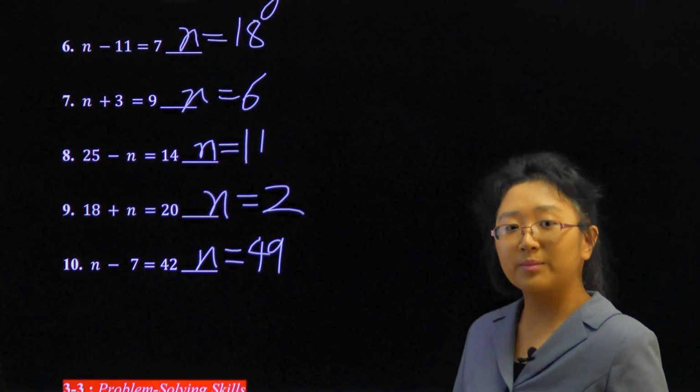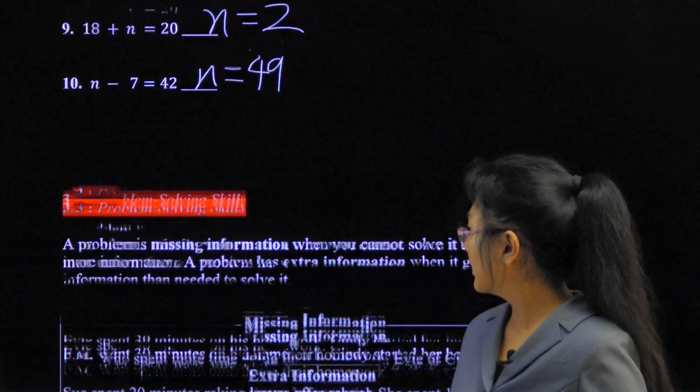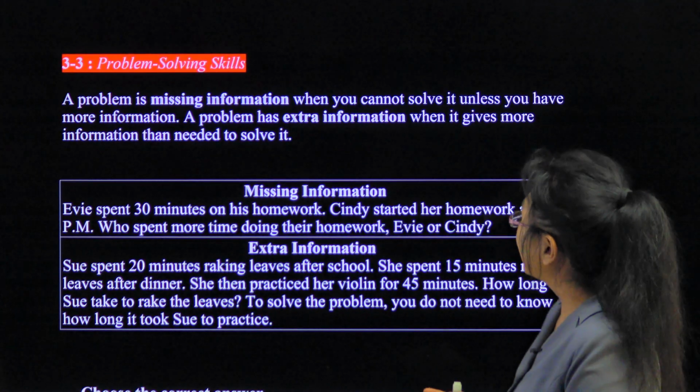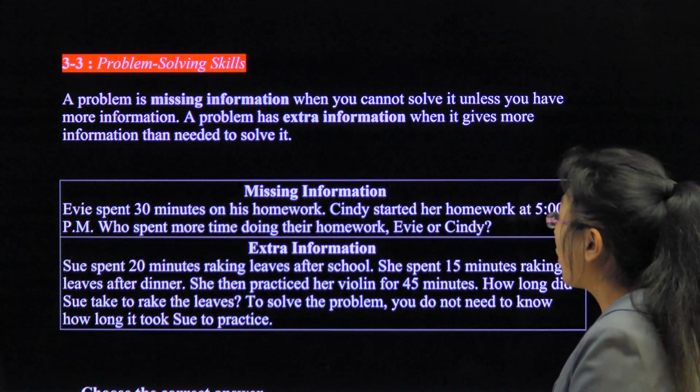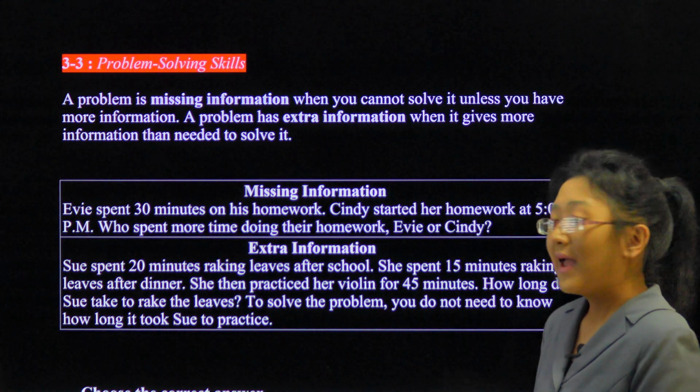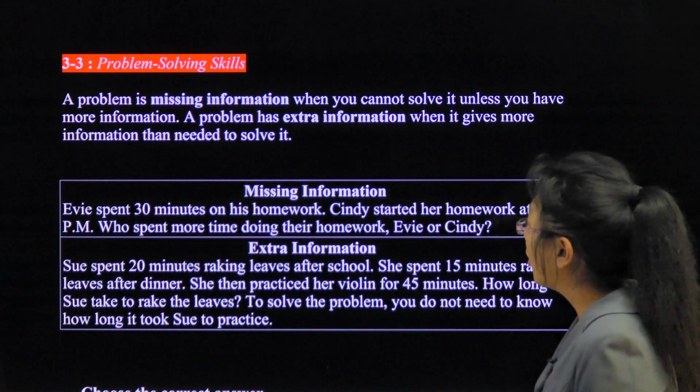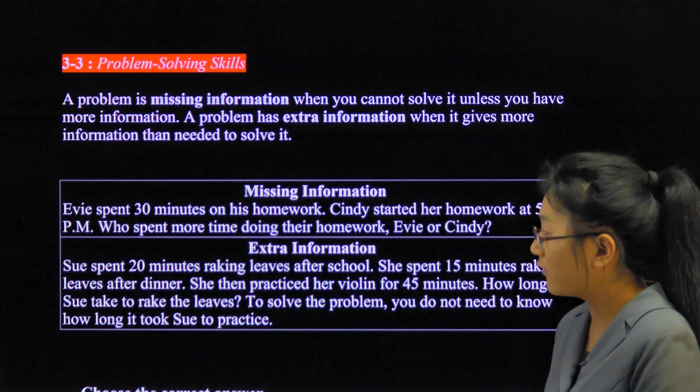Now we're going to go over some problem solving skills. A problem is missing information when you cannot solve it unless you have more information. A problem has extra information when it gives more information than needed to solve it.